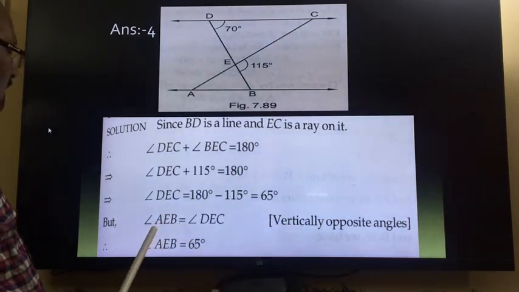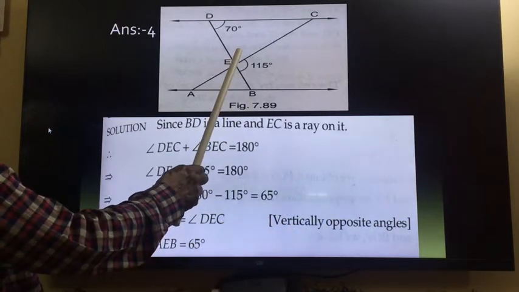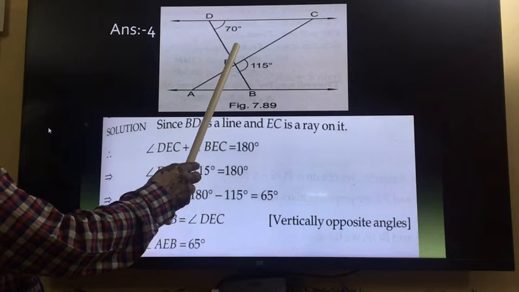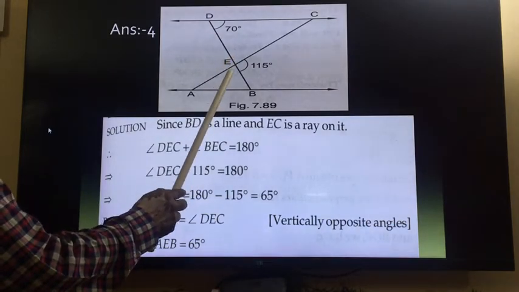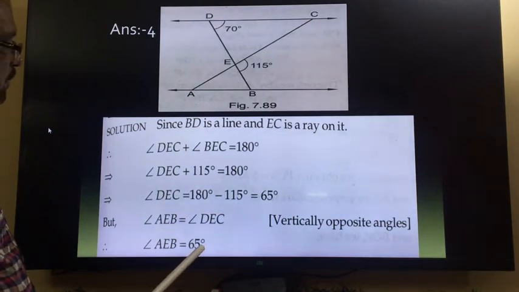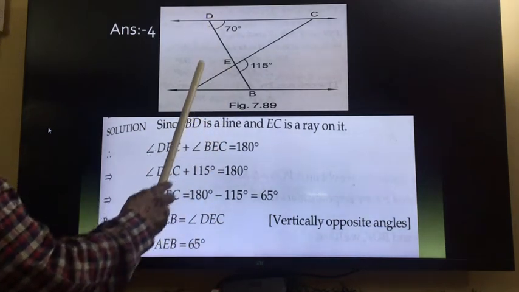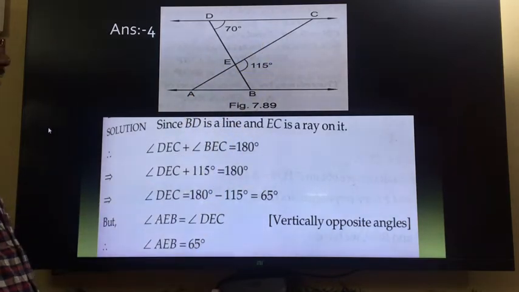After that, angle AEB and DEC are vertically opposite angles, this angle and this angle. Here we got this angle is 65, so this is also 65, right? And after that, angle AEB is equal to 65. So angle AEB, 65, and DEC both are 65.